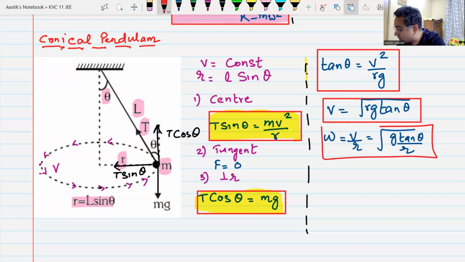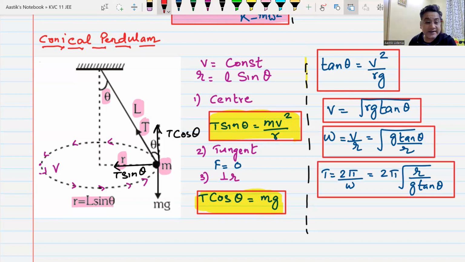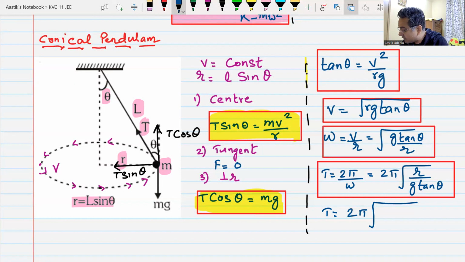All are important results. I know you will not remember them, but it is our duty to write them at least. If you don't remember it, it's your fault and you will have to face the consequence. That is the angular speed. The last thing is time period. Time period is 2 pi by omega. So I can write it as 2 pi root over r by g tan theta. Now also remember that this r is L sin theta. So if I put that value, I will get this as 2 pi root over L cos theta divided by g.